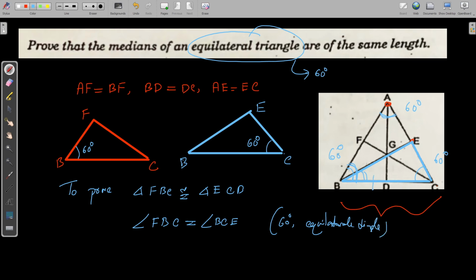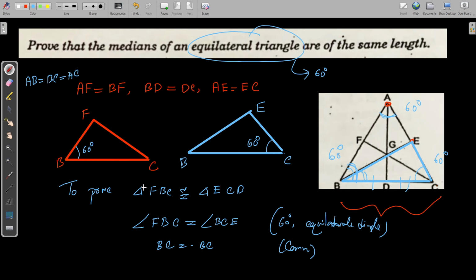Next, in both the triangles, the side BC is there. So what can I write? BC is equal to BC. That means common. Now the third part. Since all the angles are equal, that means in an equilateral triangle, all sides will also be equal. That means since it's an equilateral triangle, all the sides, that means AB will be equal to BC will be equal to AC. Fine.